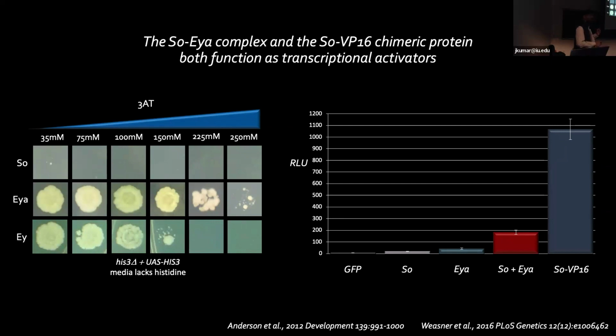So we needed to find an activator that, when fused to Sine oculis, would be at least as good as Eyes Absent or better. So we chose VP16 after going through a large number of activation domains. What you're seeing here is a luciferase assay where you can see our GFP control doesn't activate at all. Sine oculis is pathetic, just like it is here. Eyes Absent, for all its strength, can activate our luciferase assay a little bit. Here's the SO-EYA complex, which of course would be better. And now we have SO-VP16, which is dramatically stronger than the Sine oculis Eyes Absent complex.